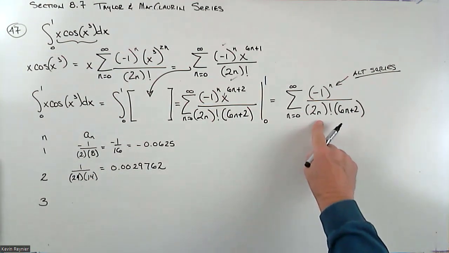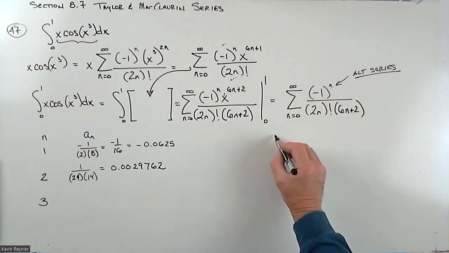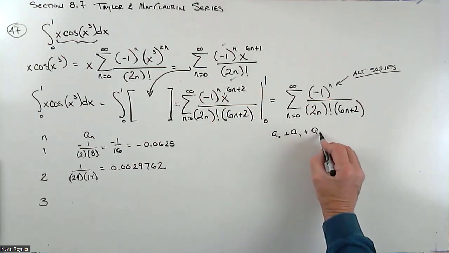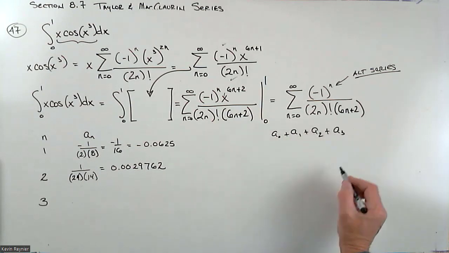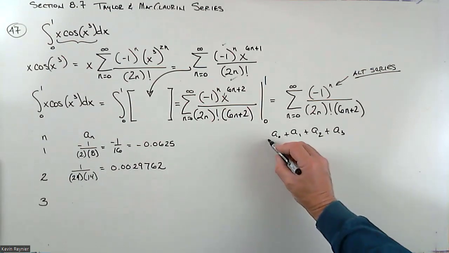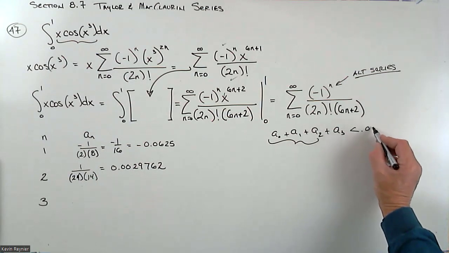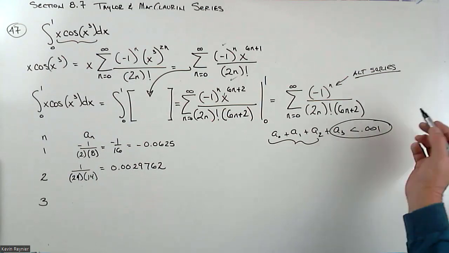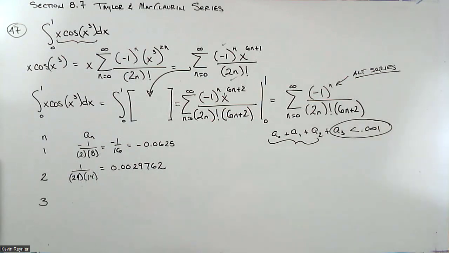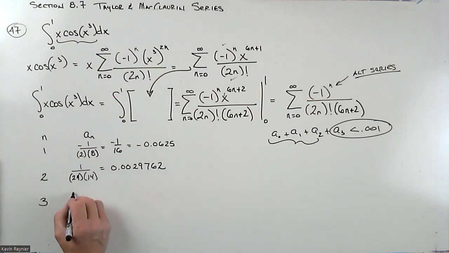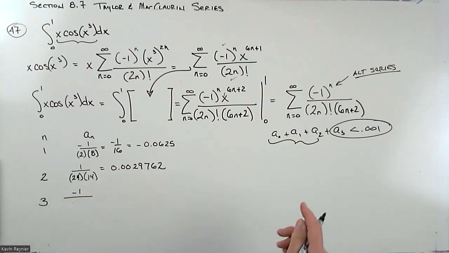We plug 3 in here because we're checking the third term, right? Because remember, it's going to be a sub 0 plus a sub 1 plus a sub 2 plus a sub 3. We're just trying to figure out, what do I have to add together so that this thing is less than 0.001, and that's my error is going to be less than that, and then that's going to be my sum, just like the last problem.